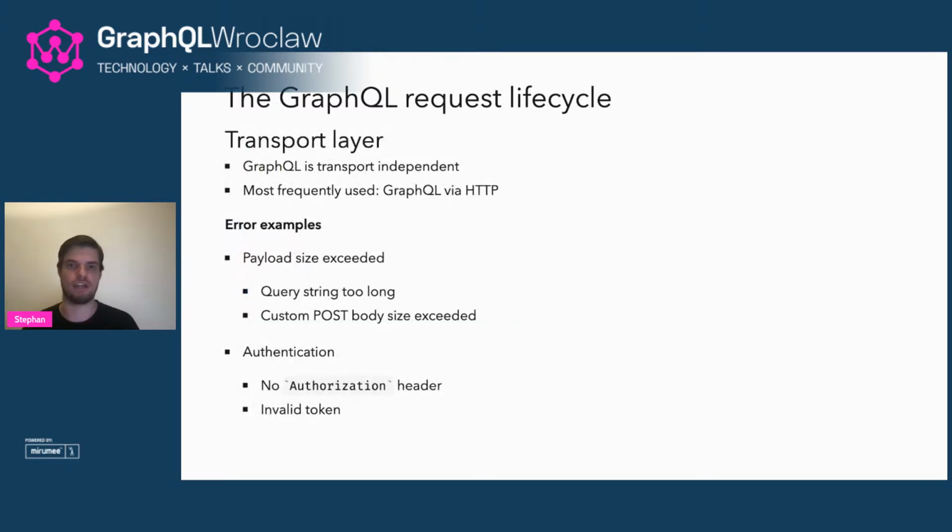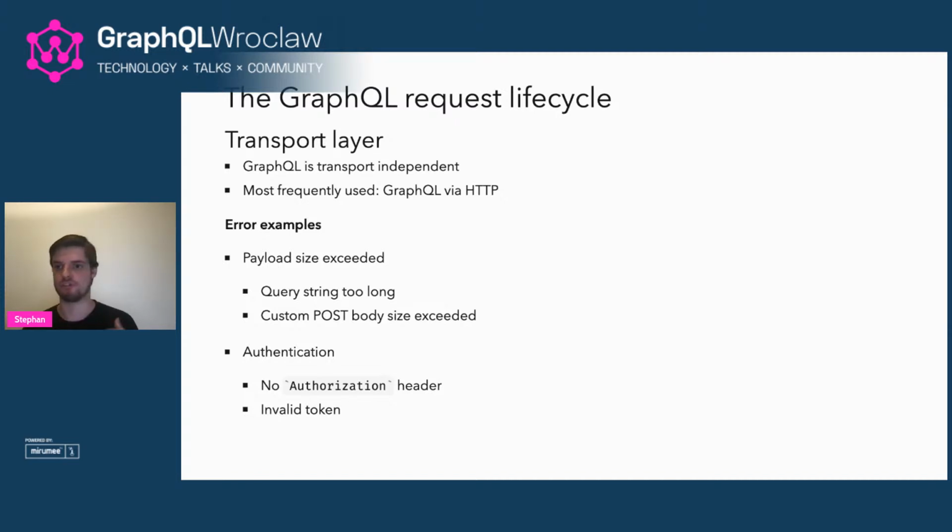The first one that we have is the transport layer. As was mentioned beforehand, GraphQL is transport independent. You could use it via WebSockets with subscriptions. You could theoretically use gRPC or something like that and serialize your data, but most often it is used via HTTP, and that's also what we'll be focusing on for the examples here, because that's the only thing I've really been working with extensively. Error examples here are things that happen before you even reach the GraphQL part of your server.